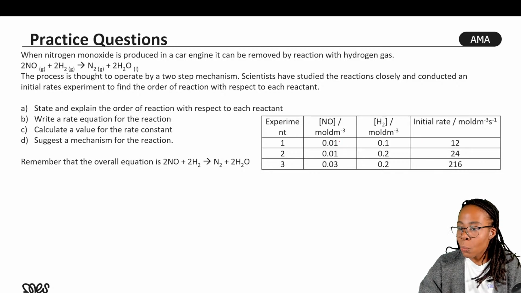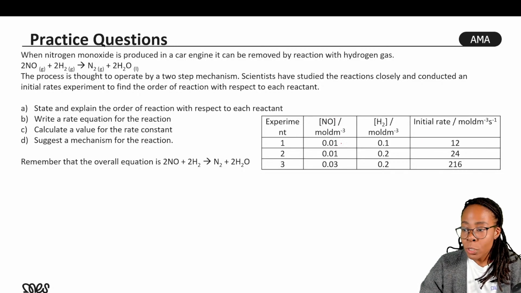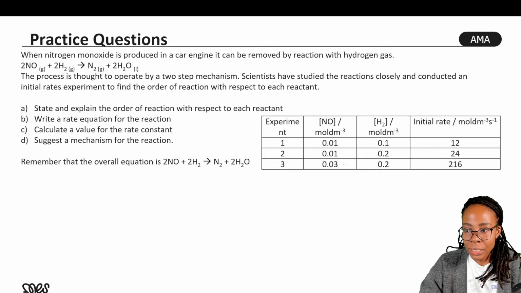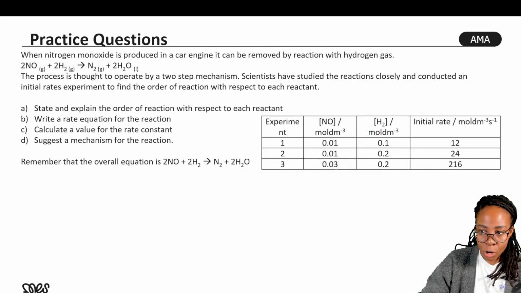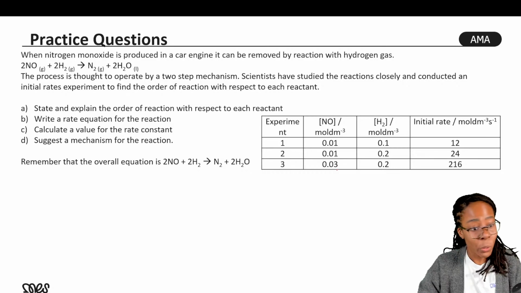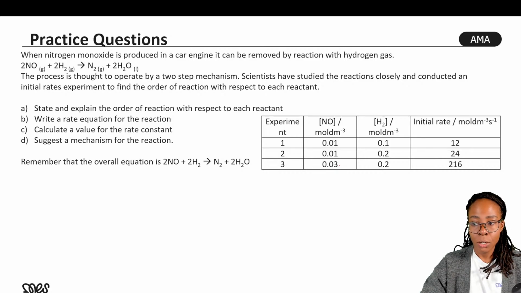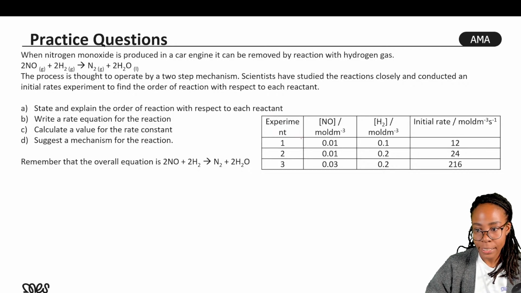So if we start with our NO, we want to find 2 experiments, so out of our 3, where the concentration of NO is changing, but the concentration of H2 is staying the same. That way we can see what is the effect of NO on the rate. Which experiments, therefore, will we choose? Which 2 experiments can we compare to find the order with respect to NO? Anyone? Any takers?